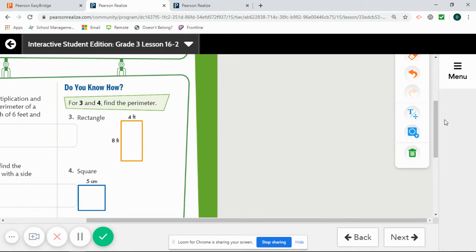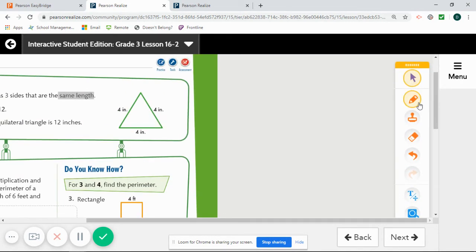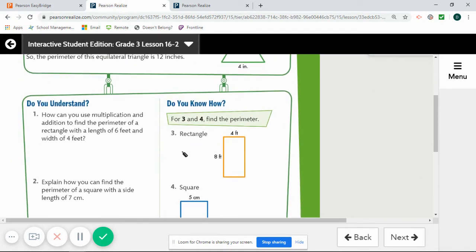So I'm going to go ahead and draw my own rectangle for you so we can go over it. Over here on the right side, I have a rectangle, and they said the length is 6 feet. So I'm just going to put 6 ft for feet. And the width is 4 feet.